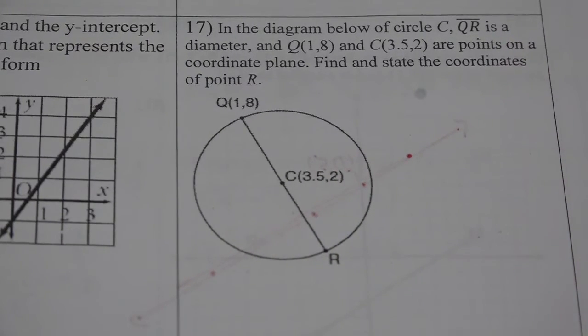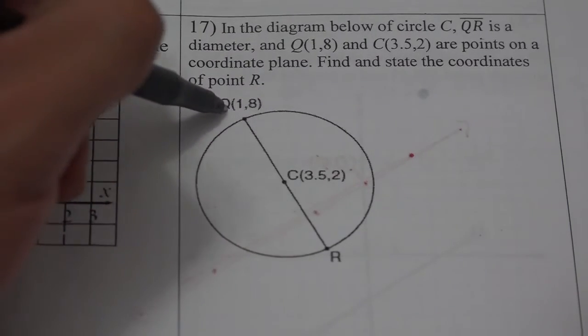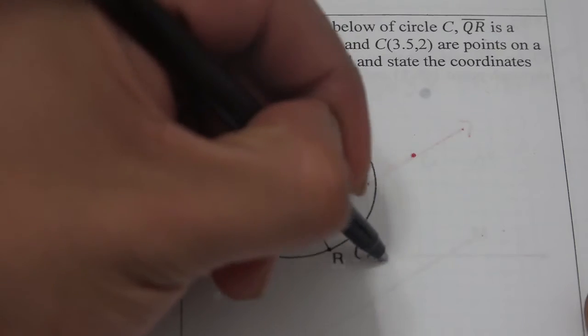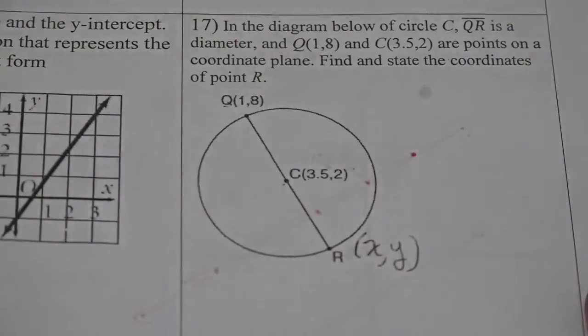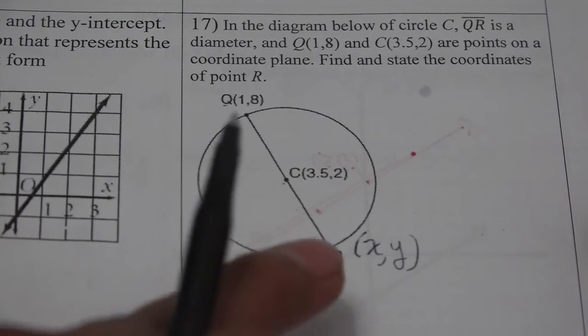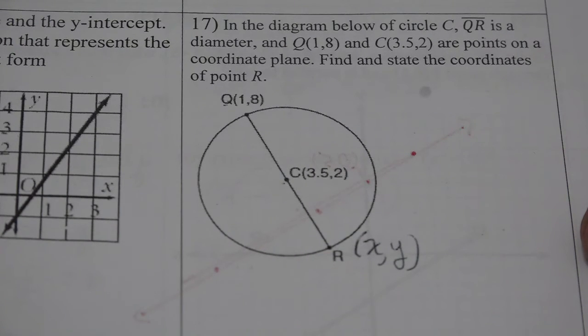Okay, so I have the diameter and I have the coordinates of one endpoint and the coordinates of the midpoint. Therefore, they want the coordinates of R. I'm going to call it x, y, and I already know how to do midpoint. You add and divide by 2, but here they're asking me for the endpoint, so I'm just going to use the same thing I did in the previous problem.